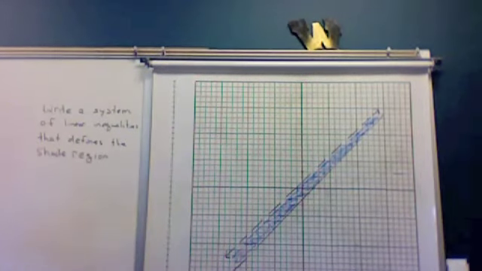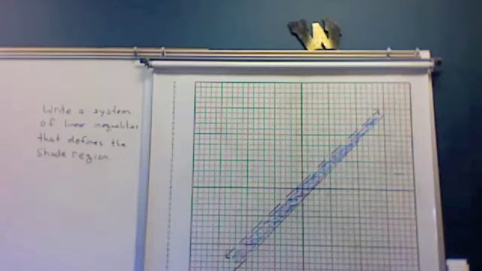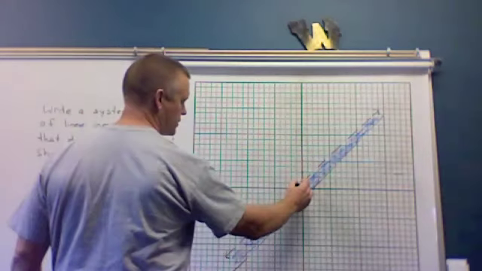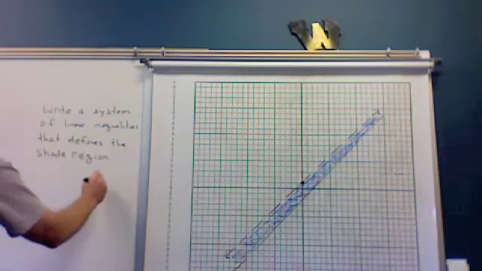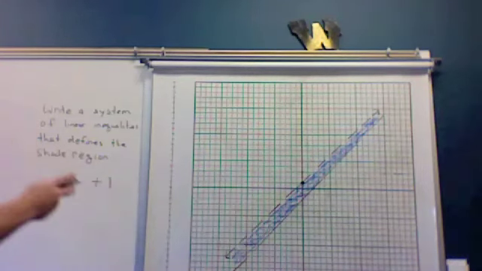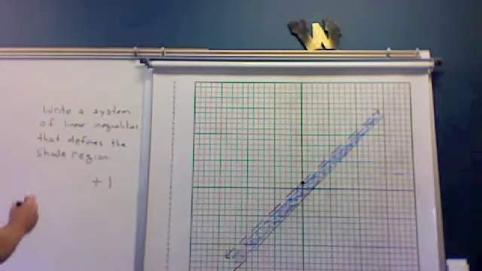In our second example, we are going to go the opposite way. We are given 2 lines with a shaded region, so we're going to write a system of linear inequalities that defines the shaded region. What we have to do is write the inequality for each line. The first line, I'm going to try to find my y-intercept. My y-intercept here is going to be at 1, so I know I'm going to be plus 1. It is a dashed line, so I know I'm going to be greater than, or less than.